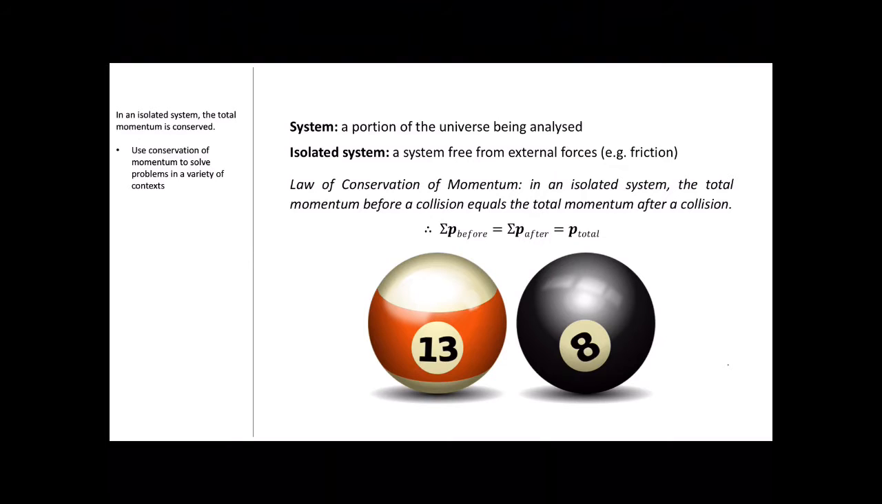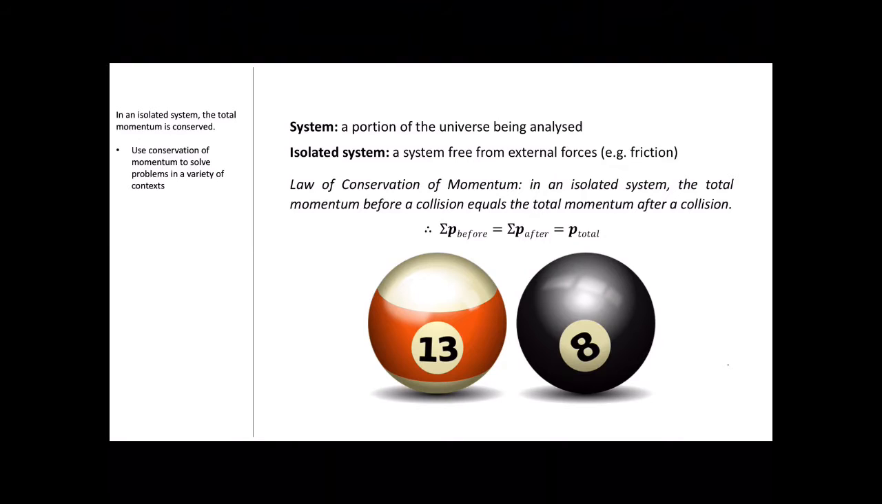It could be like a rocket taking off from Earth, so the isolated system will be the rocket and the Earth. It could be our entire solar system. It's just whatever you're specifically focusing on. An isolated system is a system that is free from external forces.